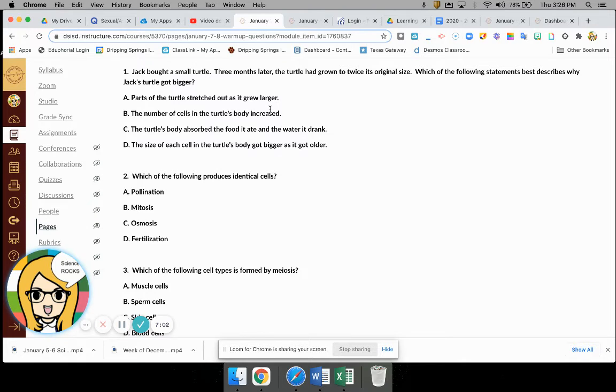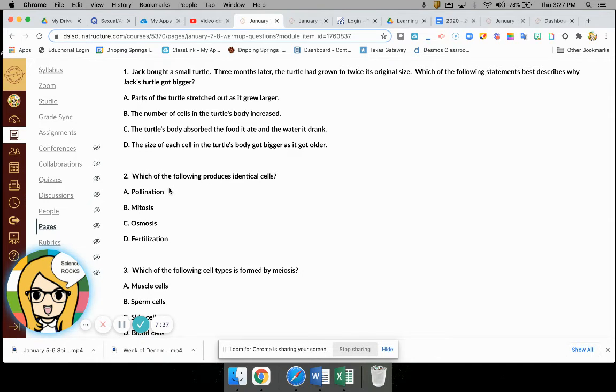So if you'll remember, to grow is to get bigger, but the reason we get bigger is because we have more cells. You have a whole lifetime of cell reproduction, of mitosis happening. Which of the following produces identical cells? So we need a process that produces new cells. And so that's going to be either mitosis or meiosis. We learned that in our vocabulary.